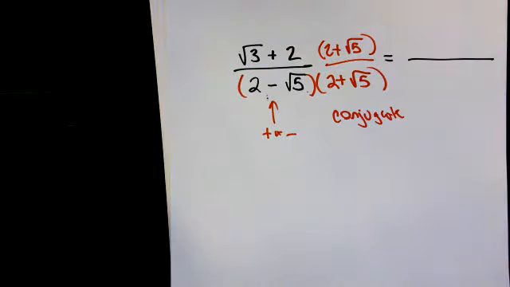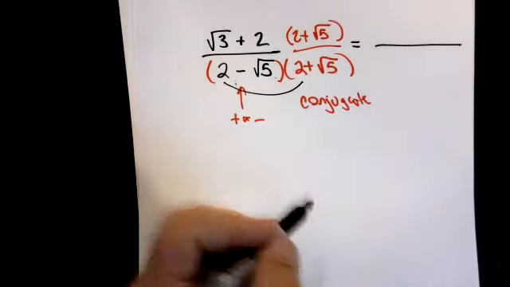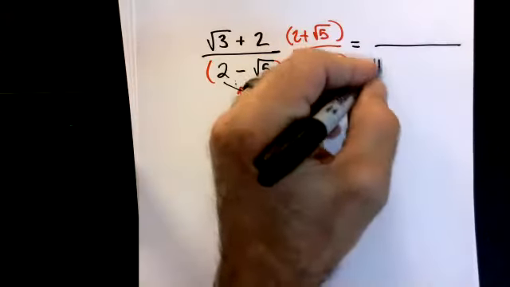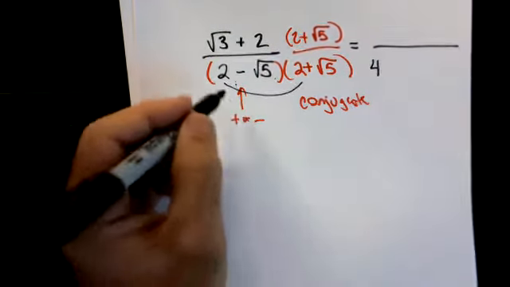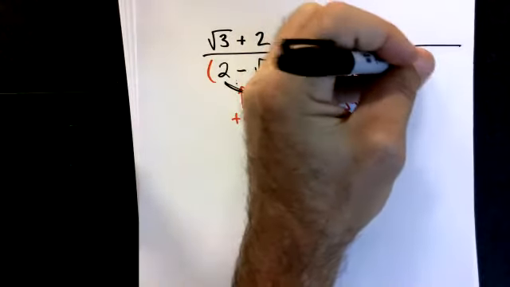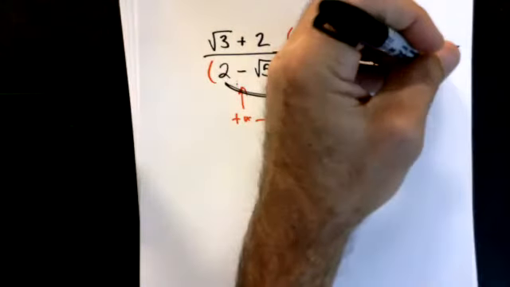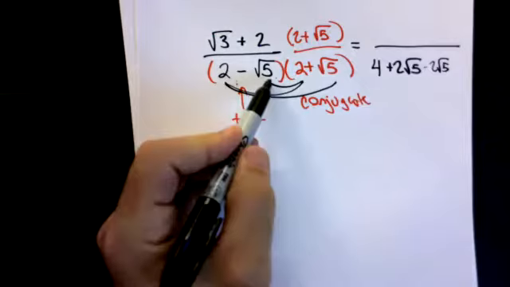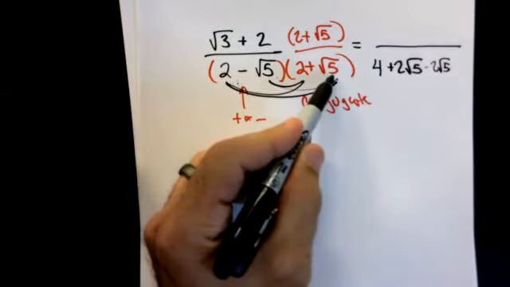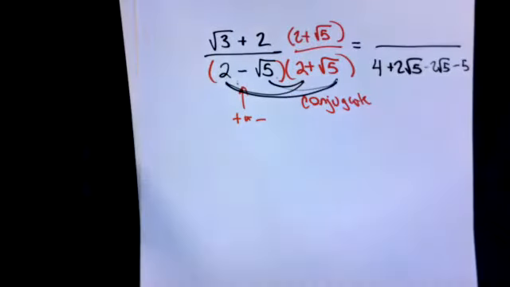I'm actually going to do the bottom first this time to show you how that gets rid of the radicals. Again, 2 times 2 is 4. 2 times the square root of 5 is 2 square roots of 5. 2 times the negative square root of 5 is negative 2 square roots of 5. Square root of 5 times itself is 5. Positive times a negative is a negative.